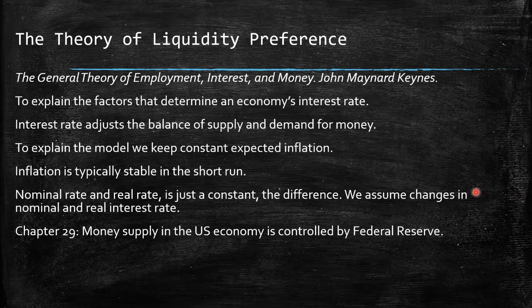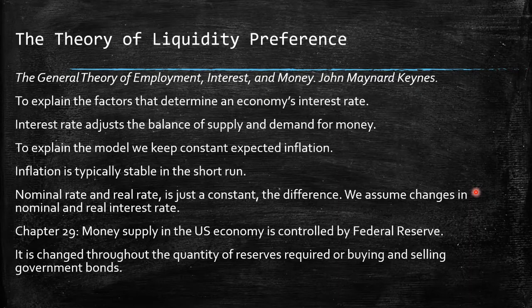In chapter 29, we already saw that the money supply in the US economy is controlled by the Federal Reserve, and in different countries it is controlled by the central bank. So in Mexico, it would be the Mexican bank. In Colombia, we have Banco de la República, and in Europe, we have the European Central Bank as well. It is changed through the quantity of reserves, or by buying or selling government bonds.